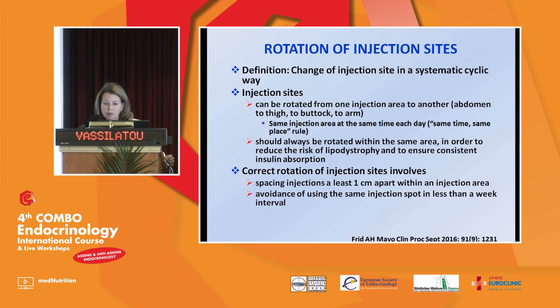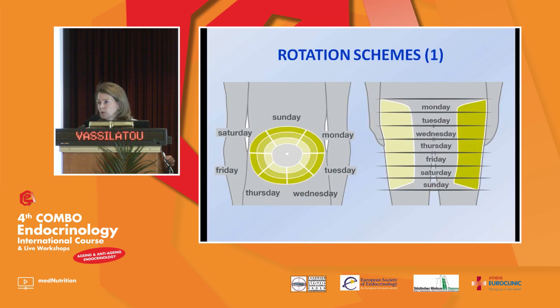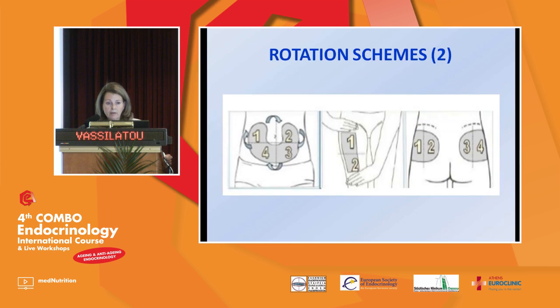Injection sites should always be rotated within the same area in order to reduce the risk of lipodystrophy and to ensure consistent insulin absorption. Correct rotation of injection sites involves spacing injections at least 1 centimeter apart within an injection area and avoidance of using the same injection spot in less than a week interval. These are proposed rotation schemes concerning the abdomen and the thighs, and another series of proposed rotation schemes concerning the abdominal area, the thighs, and the buttocks.